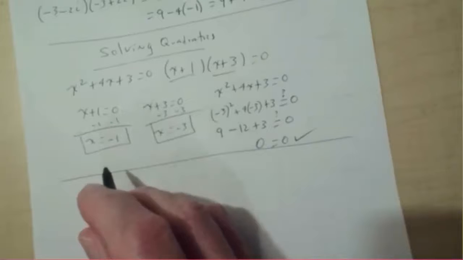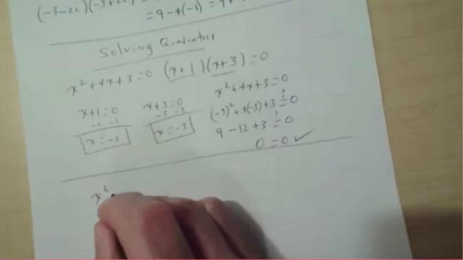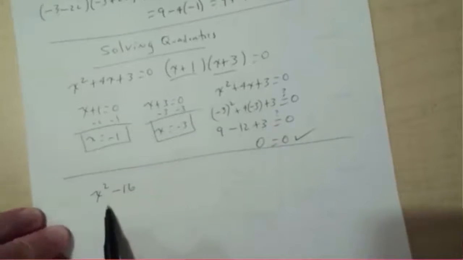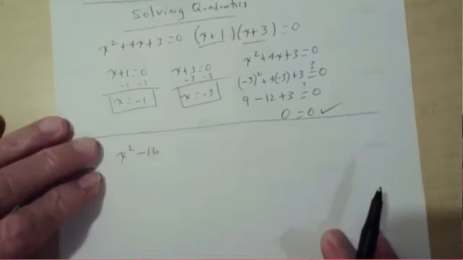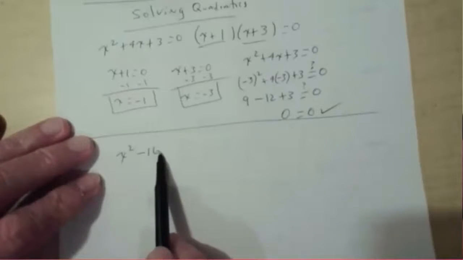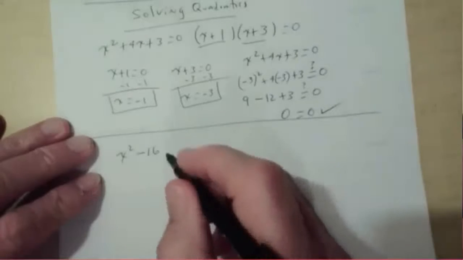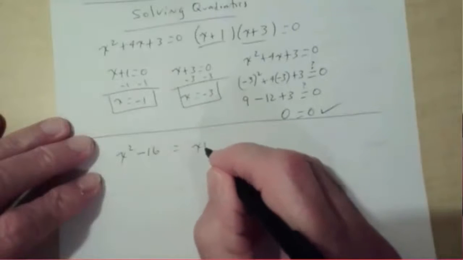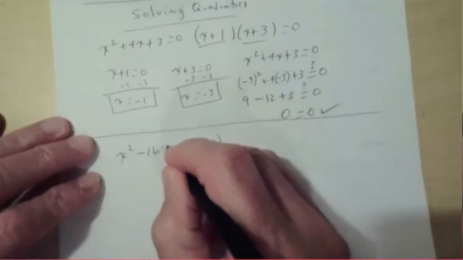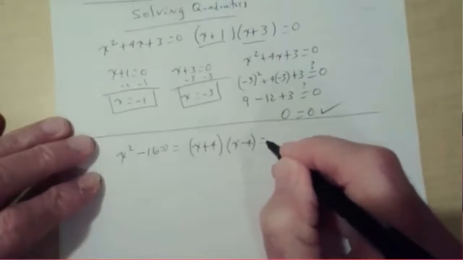Okay, what if we have this? X squared minus 16. What do we have here? A beautiful little conjugate, right? The difference of two squares. This is a perfect square, and that's a perfect square. So this can be factored into x plus 4 times x minus 4 equals 0.